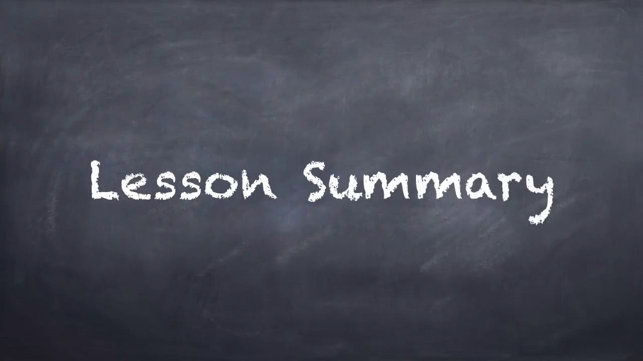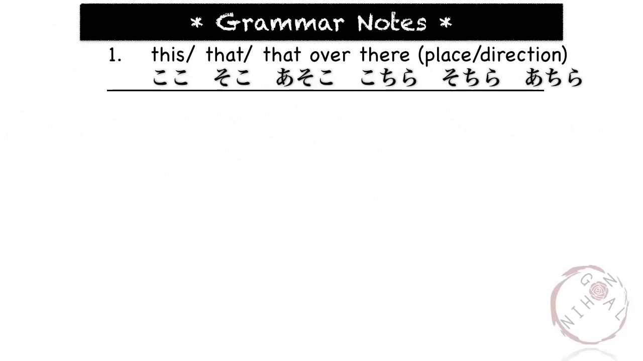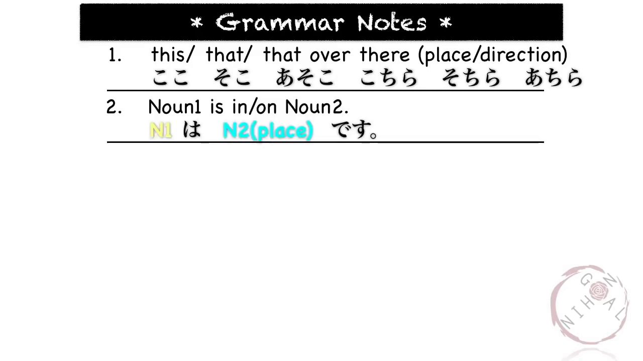Okay, so let's review the grammar points that we've learned today. The first one is the demonstrative words, or words that describe the position or location of a thing, object, or a person, which are koko, soko, asoko, kochira, sochira, achira. The second grammar point is N1 wa N2 or place desu. This describes the position of an object or a person or a place. For example, kaban wa asoko desu. The bag is over there.